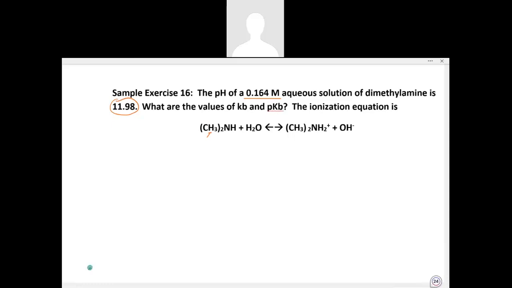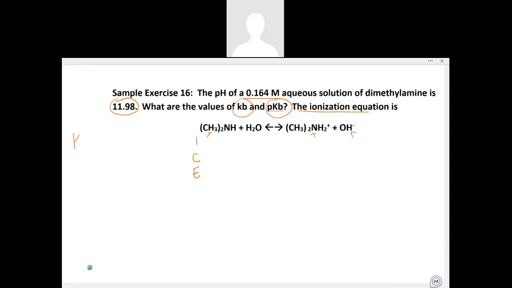We have our equilibrium established, and we get this methyl ammonium species over here and hydroxide. So let's create an ICE table right below here and see what we're asked for: the values of Kb and pKb from the information provided. All right, so how can we do this?